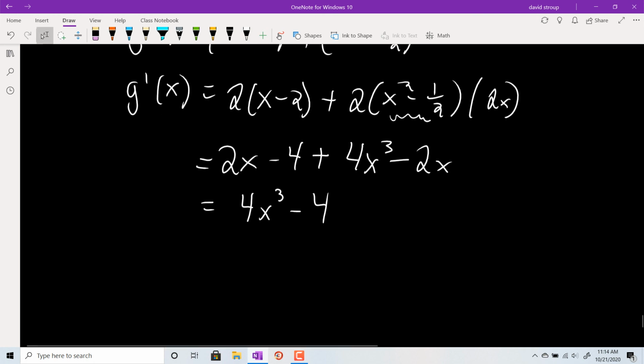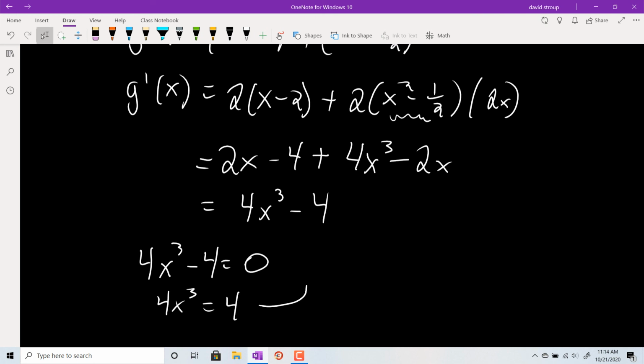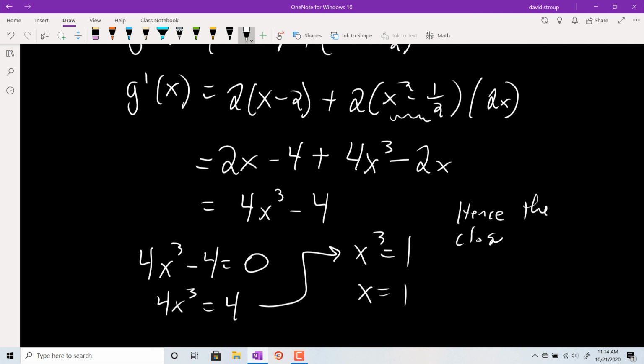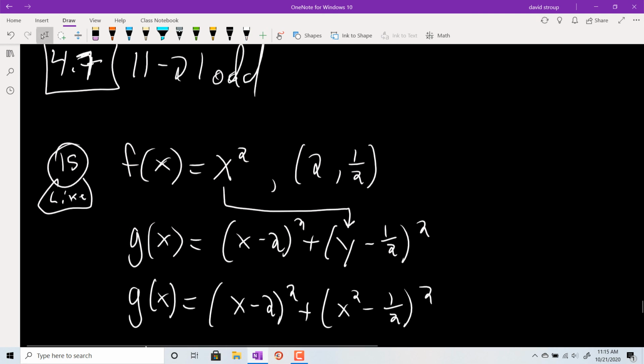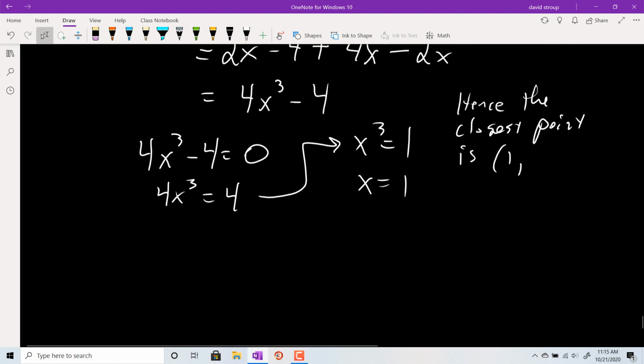Okay, so find the critical numbers. Set this equal to 0. 4x cubed equals 4, and then x cubed is 1. The cube root of both sides is just 1. So our point, hence the closest point, is x equals 1, and then I need to put that back into the function: 1 comma 1 squared, which is just 1. Okay, 1 comma 1. Great.